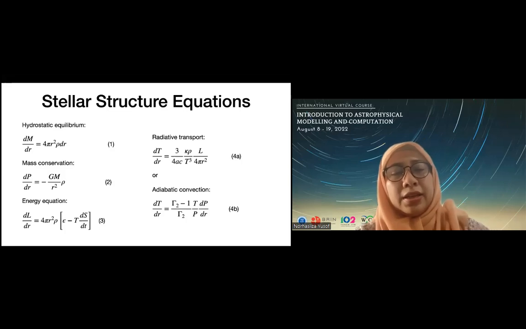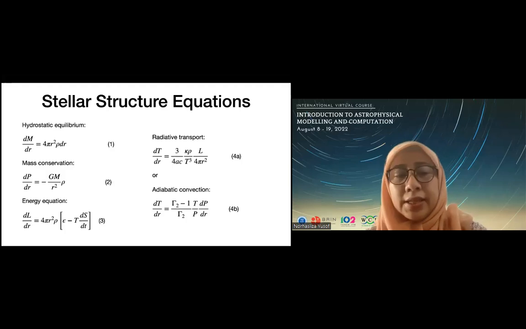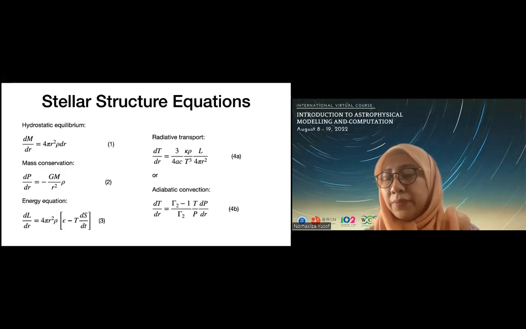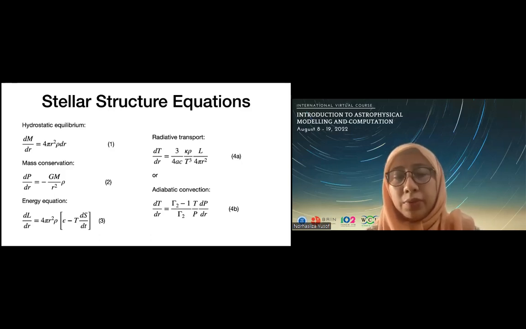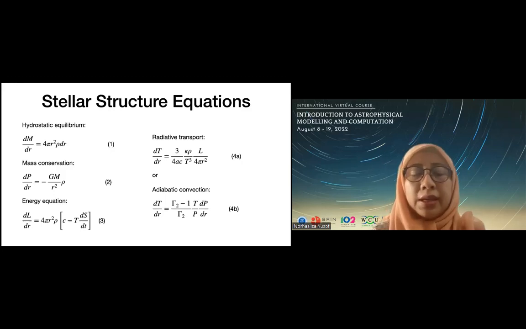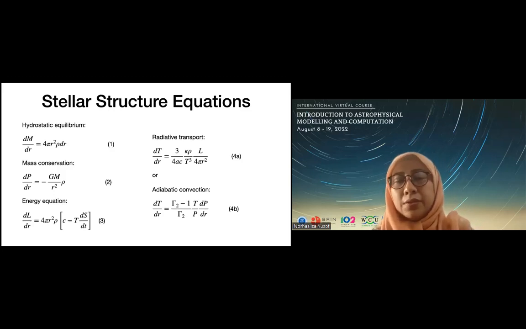Okay, and after that we have the energy equation. The output is the rate of change of luminosity, or brightness, with radius. We have this epsilon here coming from the energy. The energy can be either nuclear energy or neutrino energy, depending again on the mass of your star. And then we have the temperature difference with the change of entropy. The S over dt is the entropy of that particular star.